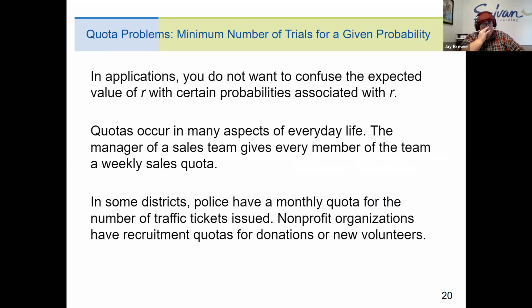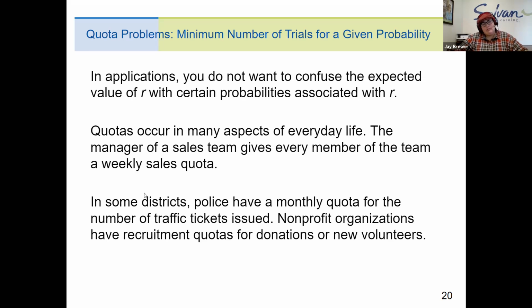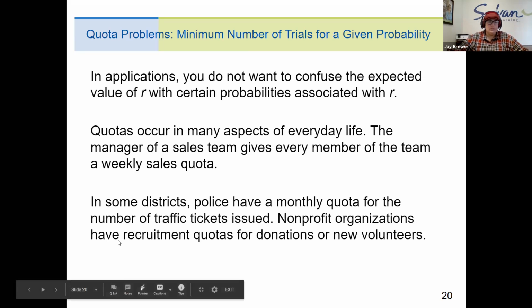Quotas occur in many aspects of life. The one that we all probably can think of and hate the most is at the end of the month, cops always have to meet their quota. Especially young drivers, and I'm speaking massively from experience, can get pulled over quite a lot at the end of the month, along with speeders and anyone who drives a colored car that is not the norm. In some districts, people have a monthly quota for the number of traffic tickets issued. Nonprofit organizations have recruitment quotas for donations or new volunteers.